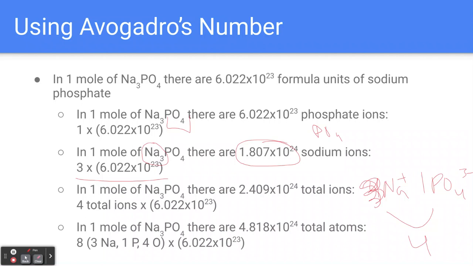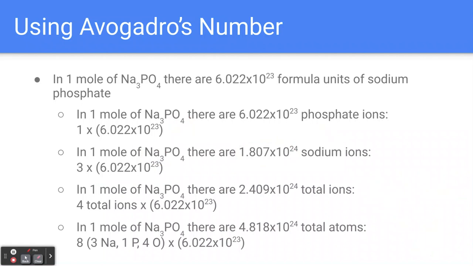And then the last one, let's say we want to know the total number of atoms. Atoms is the furthest we can break it down. And so with atoms, we're thinking about all the different ones. You're not thinking about how they break up positive and then negative. We're thinking about how many are there total. So for this example, we've got 3 sodiums, 1 phosphorus, and 4 oxygens. So there's 8 total. You take 8 times Avogadro's number, and we're going to get 4.818 times 10 to the 24th. So you've really got to think about how can I count in a formula and get what I need?